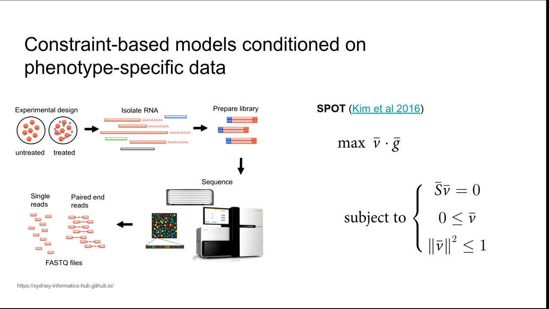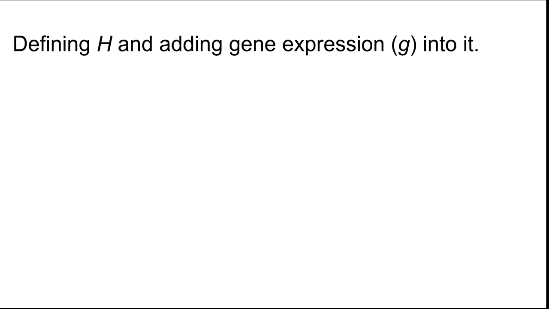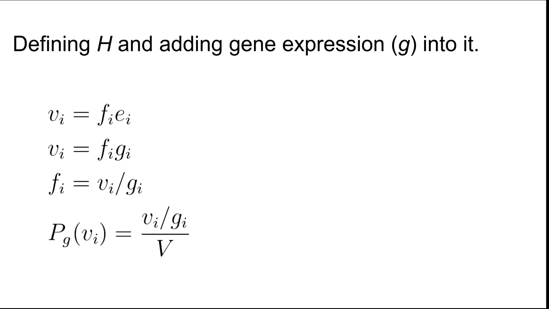So we compare our method against SPOT, because in that paper, they compare SPOT against IMAT and other types of methods that also take into account gene expression data. OK, so how do we add gene expression data into the entropy function?